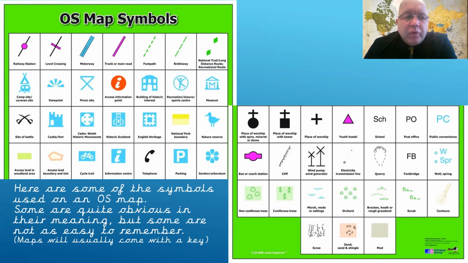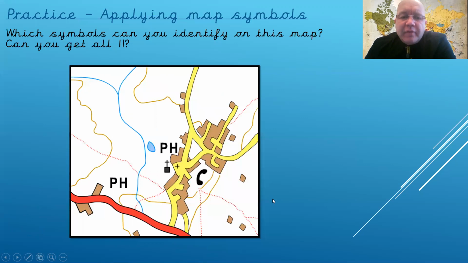But for the remainder of today, we're going to look at some of these symbols, how they're used, and see if you can find them on a map. Okay, so here we have a simplified map. But even so, on it there are 11 symbols, 11 markings or lines or shapes. Which ones can you spot? Which ones can you identify and tell me what they are?